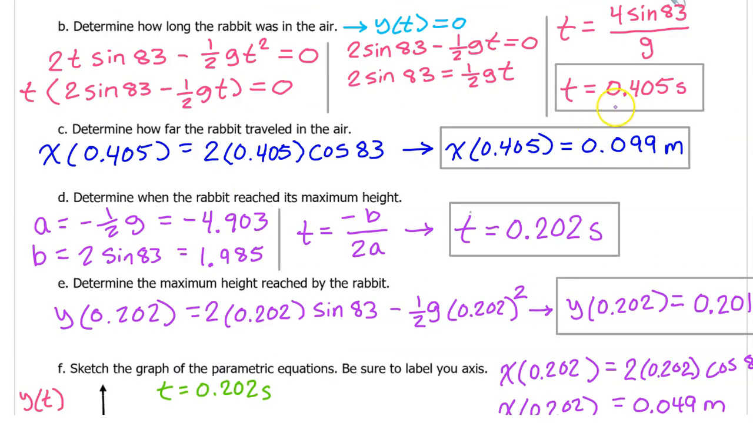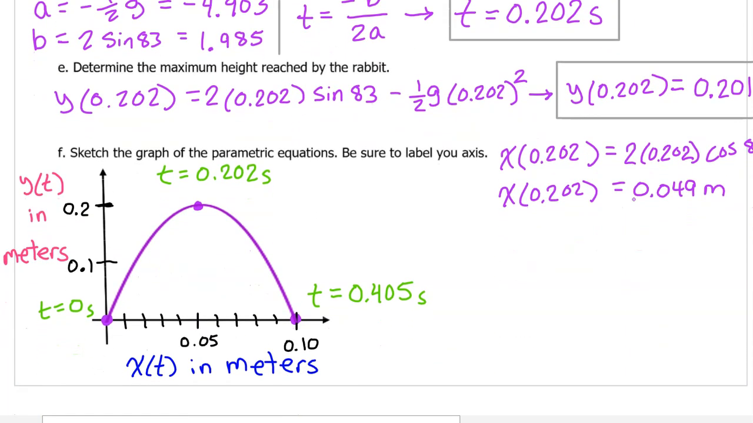We found that the rabbit is back on the ground after 0.405 seconds, having jumped a horizontal distance of 0.099 meters. On the graph, that's going to be right about here. So that is the complete path of the rabbit.